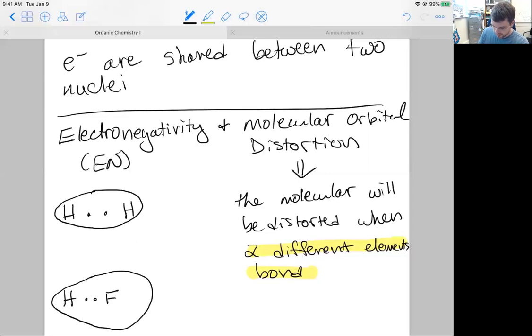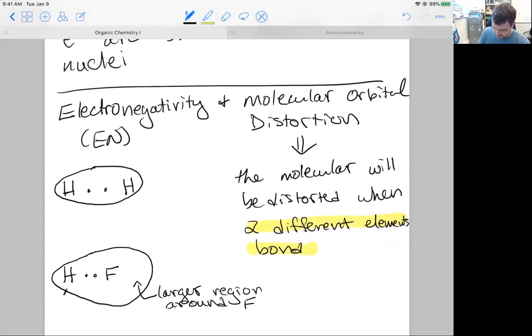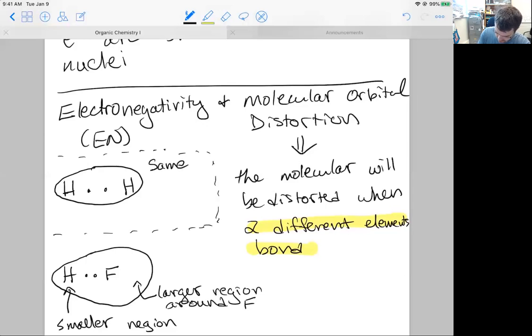We will see kind of a large region around, in this case, the F atom, the fluorine atom, and we have a smaller region around the hydrogen. So let's capture some of this. What we have when we have the two hydrogens bonding with each other, I wanted to capture that we have the same atom, which was H. Hence, we have no distortion.